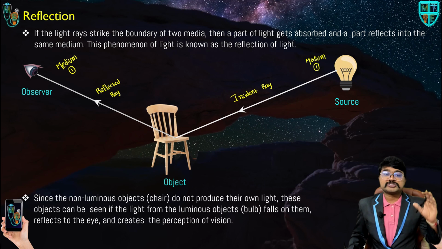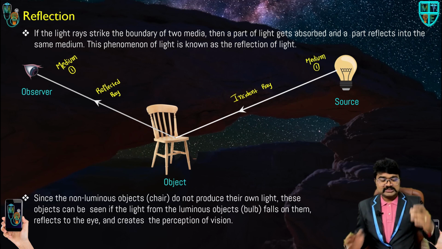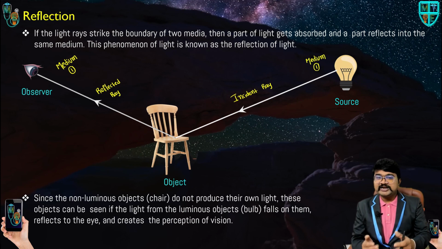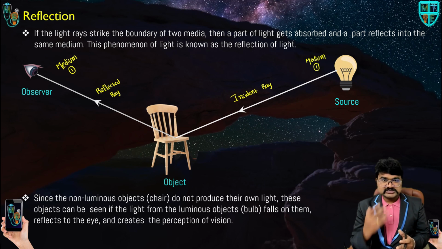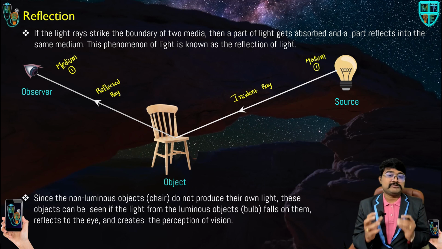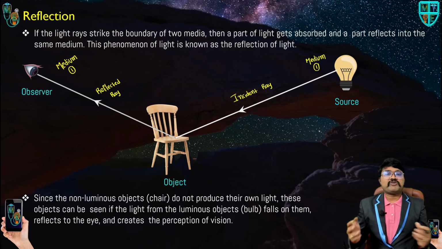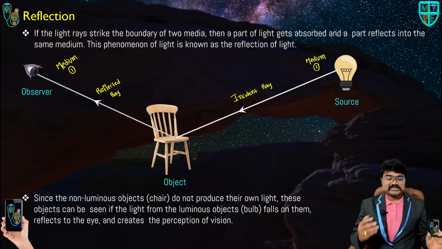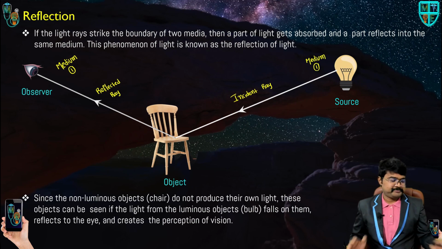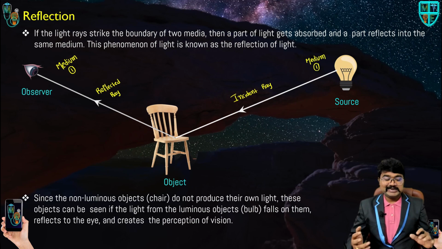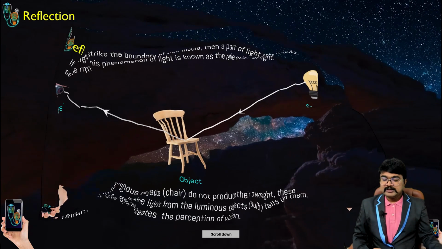Understood now? From the source, light is coming. This is the incident ray, incident on the chair, reflected from the surface, reflected into the same medium. Same medium is very, very important. Reflection is the phenomenon in which the medium will be the same. Now we can discuss reflection in detail.